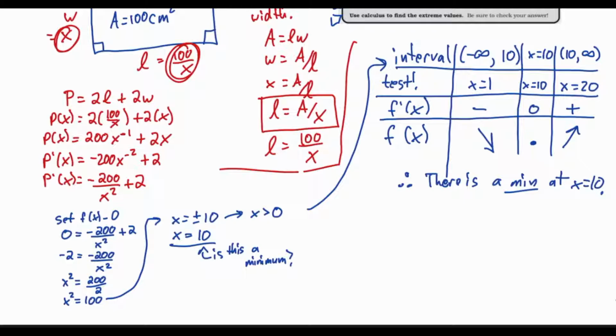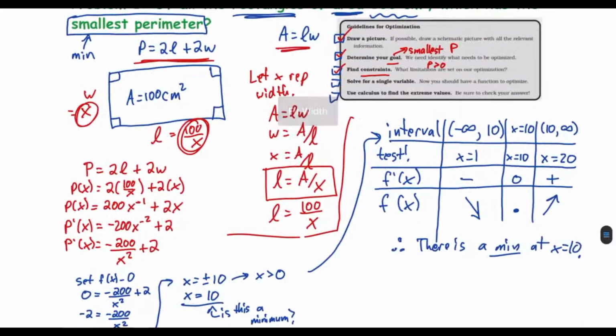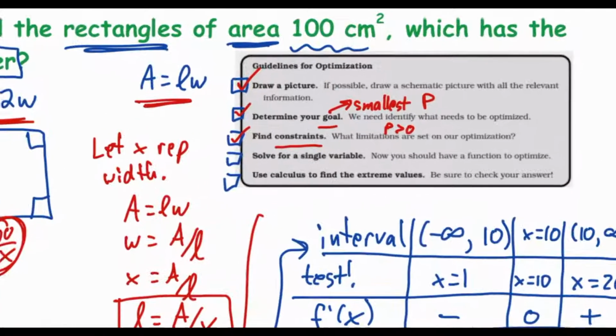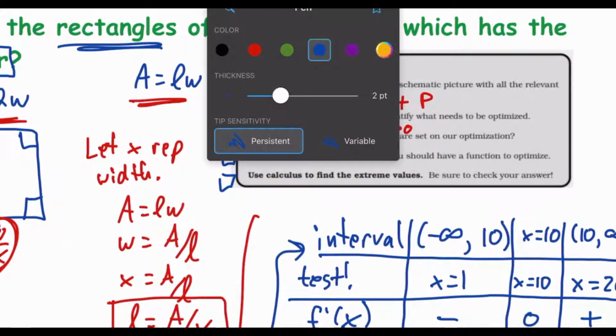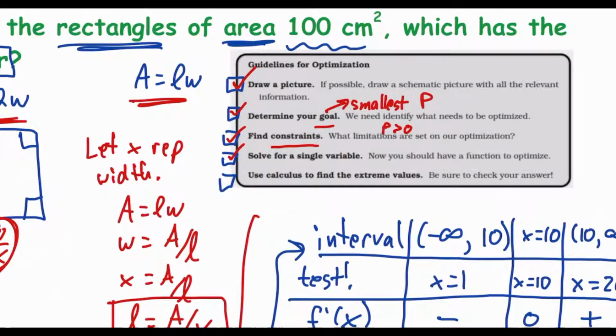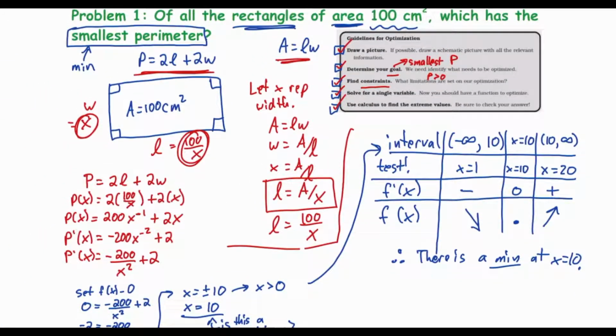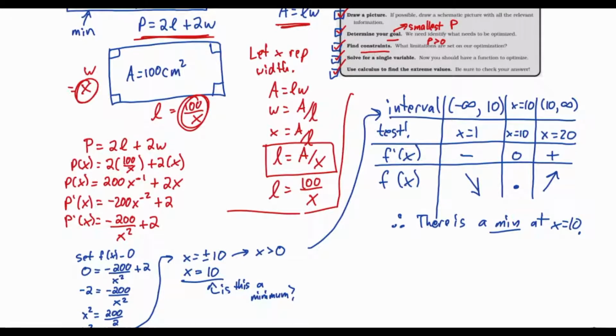We didn't actually answer our question yet, though. What did the question say? It said, of all the rectangles, which has the smallest perimeter? And so I drew my picture. I determined my goal. I found my constraints. I solved for a single variable. I used calculus to find the extreme values. Now I need to actually answer the question. So the question is actually asking us, what are the dimensions of this rectangle?